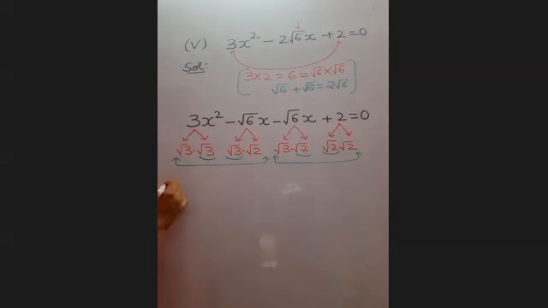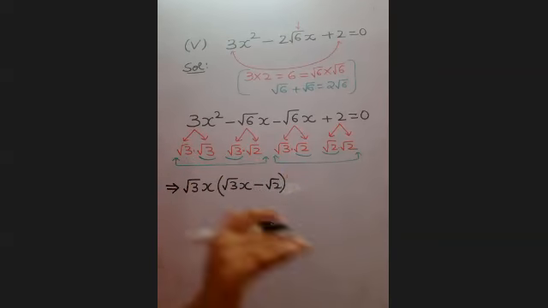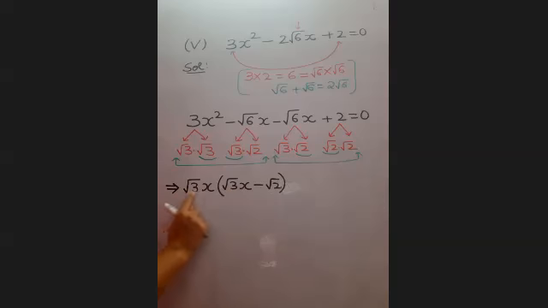So now I am taking this root 3 x common. What am I left with? Root 3 x minus root 2. You can please cross check. Just pause and cross check. Root 3 into root 3 gives you 3. 3x square. Into x gives you x square. Root 3 into root 2 gives you root 6. Satisfied?